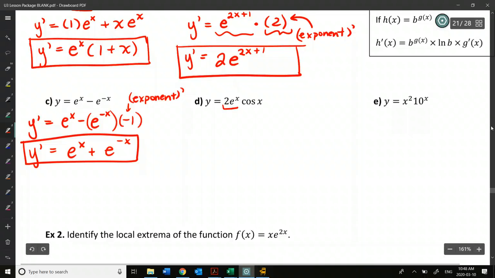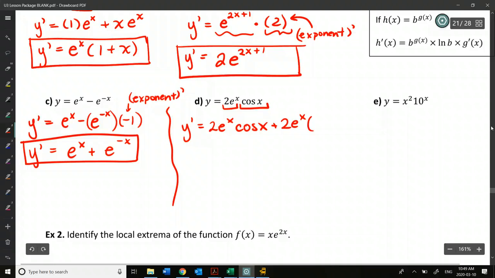Okay, here we're going to apply product rule, so bringing in some trig stuff as well here. So derivative of the first is basically just itself, times the second, plus the first times the derivative of the second. It's negative sine x. Okay, so if we common factor here, we can take out a 2e to the x. We're left with cos x minus sine x.